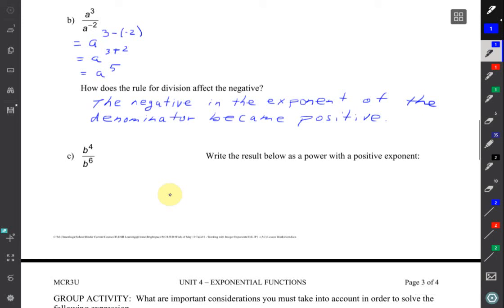Now, looking at C, it says write the result below as a power with a positive exponent. So, there's two approaches I'm going to show you for this. The one approach is to subtract these. So 4 minus 6 is minus 2. And then follow the rule that we just said that we can take that and put it in the denominator and make the exponent positive. Now notice, when I do that, if there's nothing in the numerator, I need to put a 1 there as the placeholder.